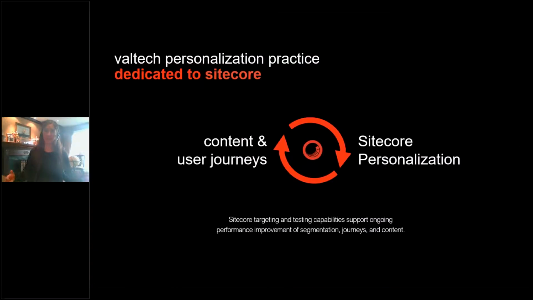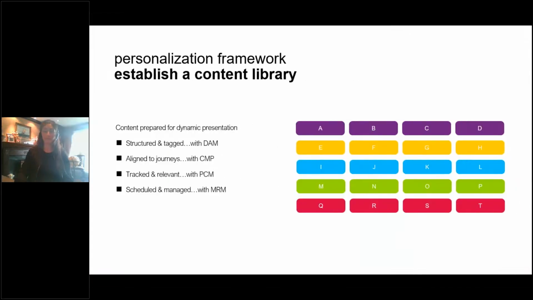So at Valtech, we have a practice that I lead dedicated to this methodology, where we want to make sure that we understand the user's journey. We understand the content there to fulfill it, and it's all being elevated and experimented with with Sitecore personalization. And this is a constant ongoing optimization program. With the inclusion of now the Content Hub, the capabilities are only greater. And what it has allowed us to do is truly align on the strategy, the content strategy, and the personalization strategy from day one.